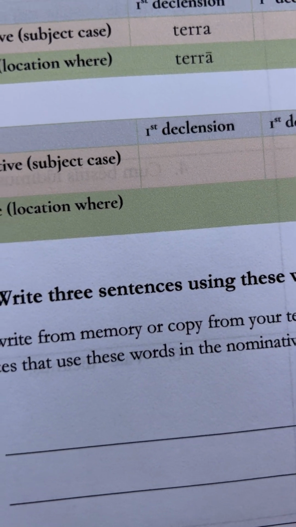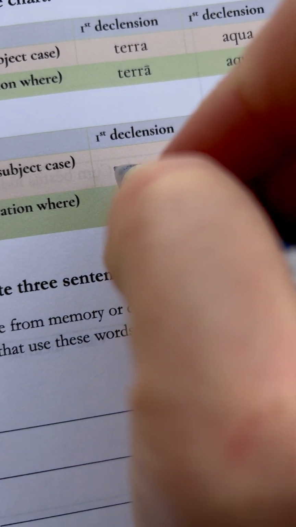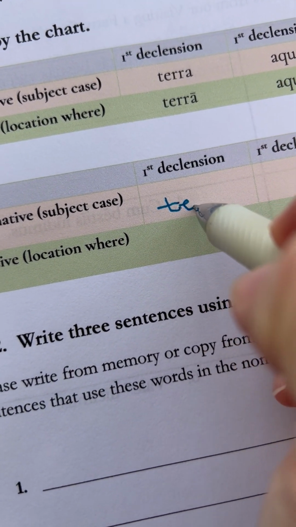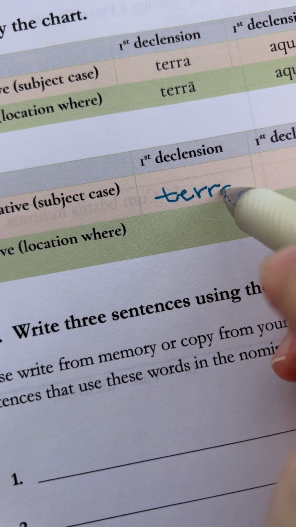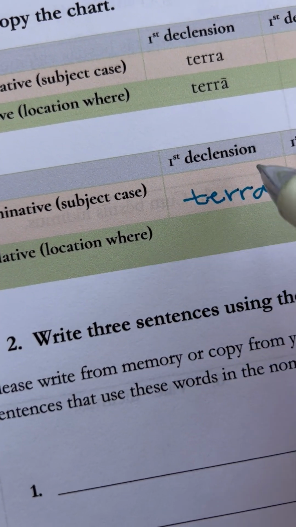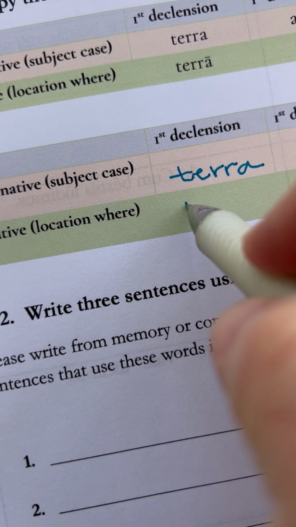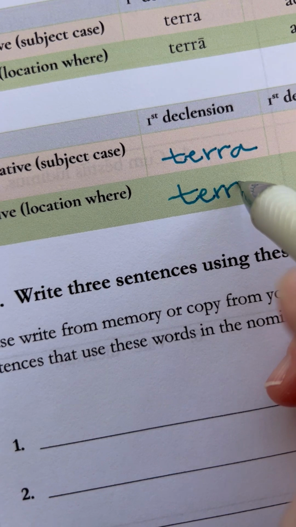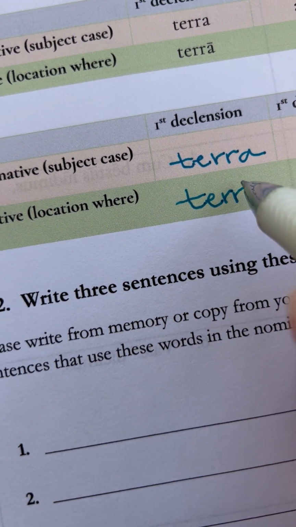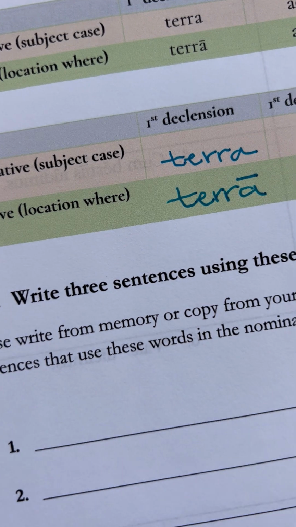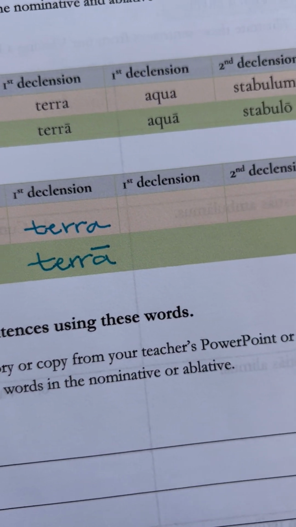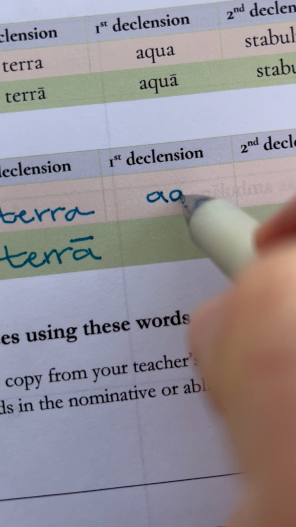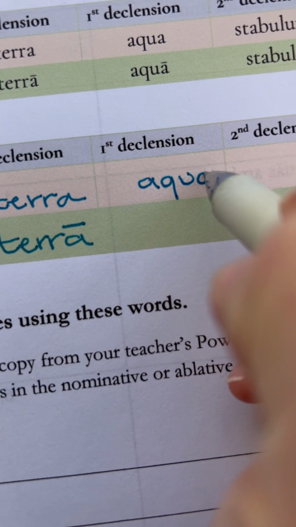First declension in the nominative is terra. T-E-R-R-A in the nominative. And then I'm going to do the ablative right away, right underneath of it. And what is the thing I'm going to remember when I get to the end of terra? Make sure to put the macron over it. Same thing here. Well, we can do this together. You ready? Aqua. Sounds like aquarium. Aqua.